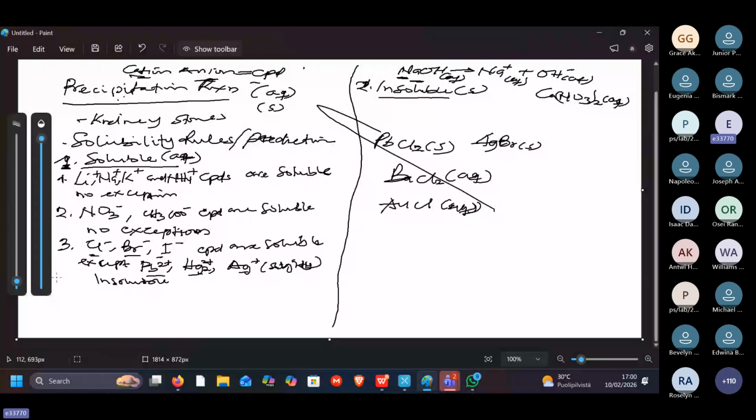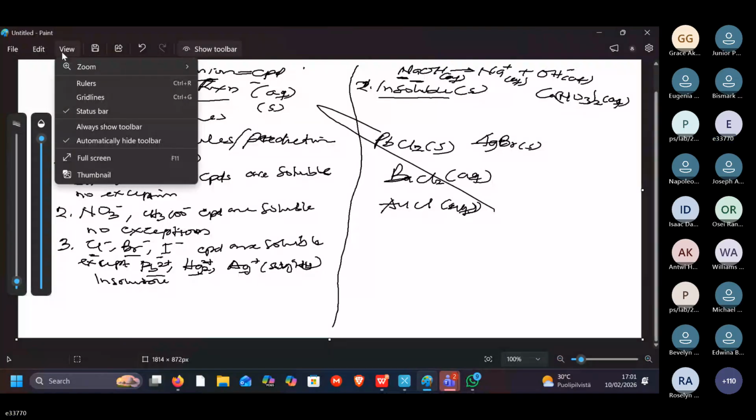The only exception is that when these halides come into contact with lead, mercury, and silver. Silver is slightly soluble, but still they become solid. They become kind of insoluble. Is that okay? So that is the third rule.